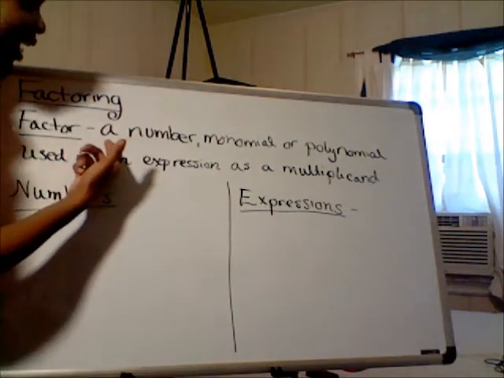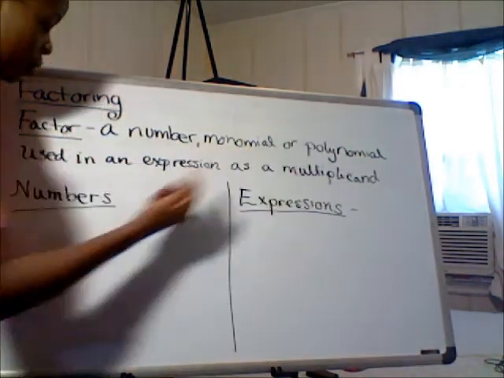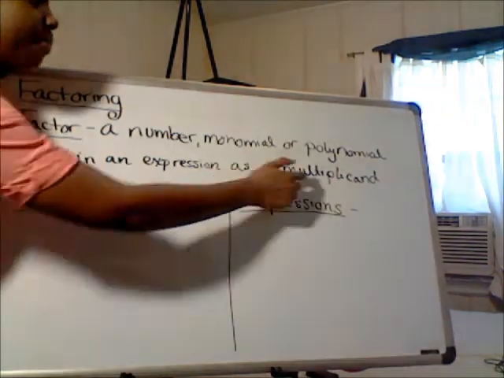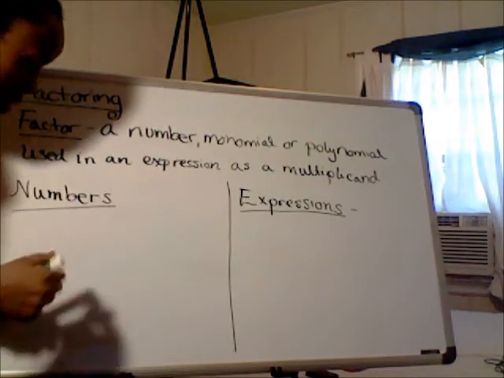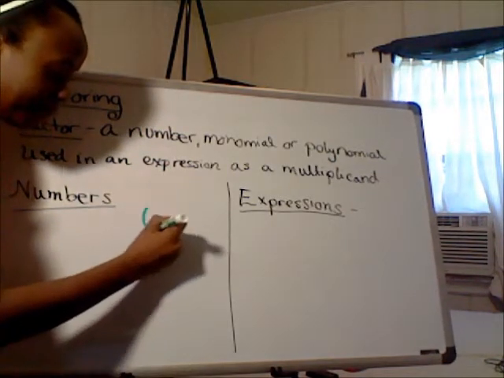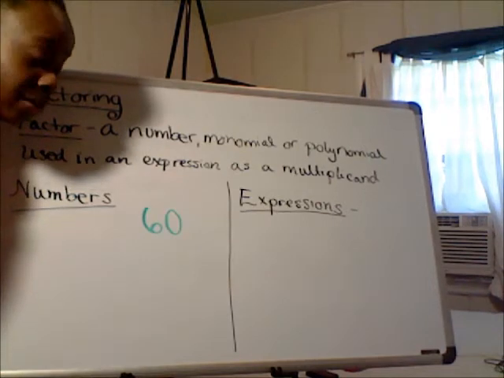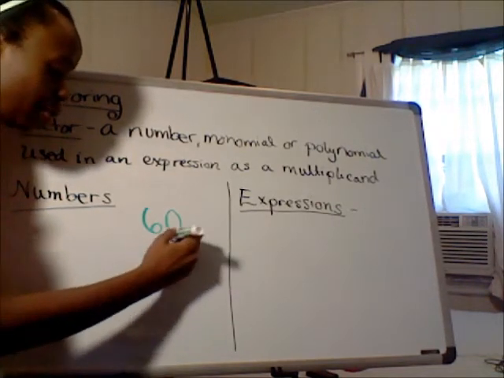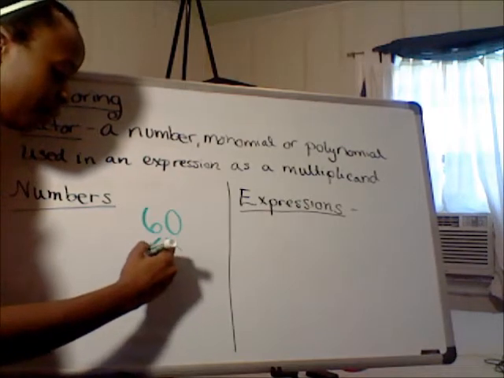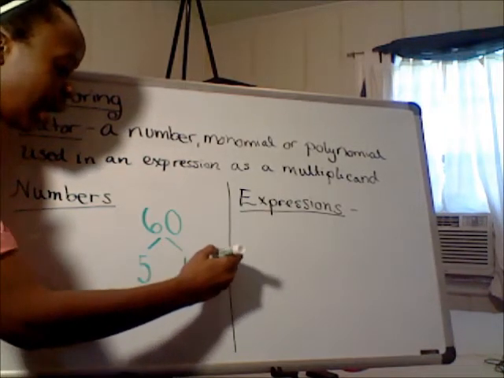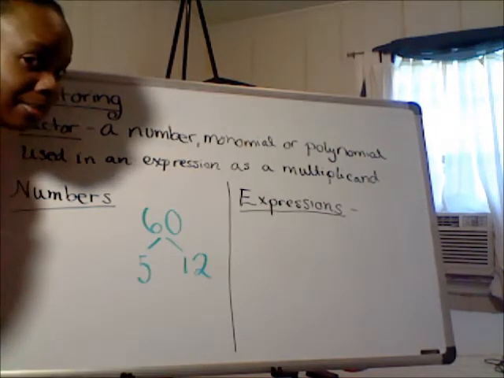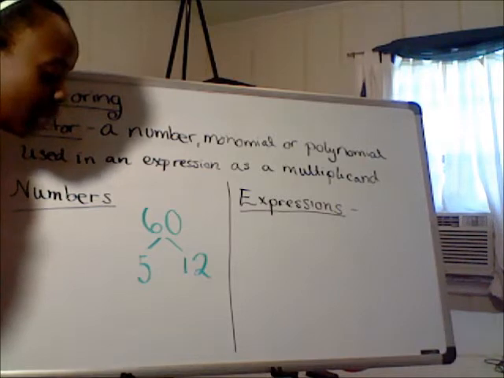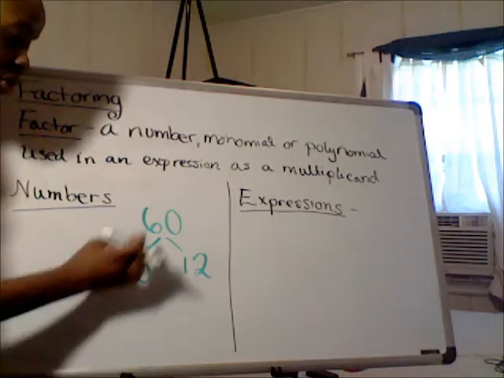A factor is a number, monomial or polynomial, used in an expression as a multiplicand. I know you guys are wondering, what is a multiplicand? Well, say I give you the number 60, and I ask you to find two factors of 60. Two numbers that you may give me are 5 and 12. 5 and 12 are considered multiplicands. So 5 times 12 gives you 60. Those are two factors of 60.